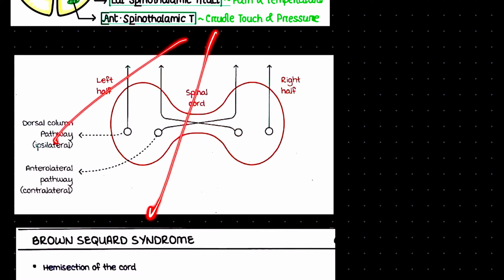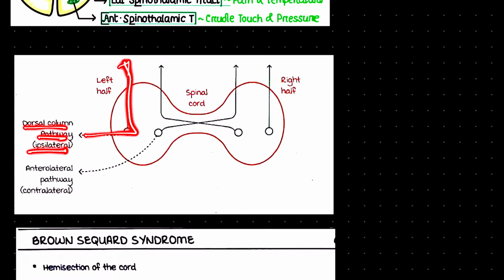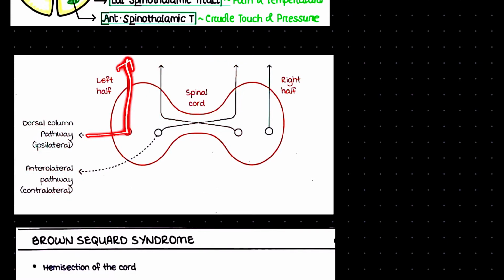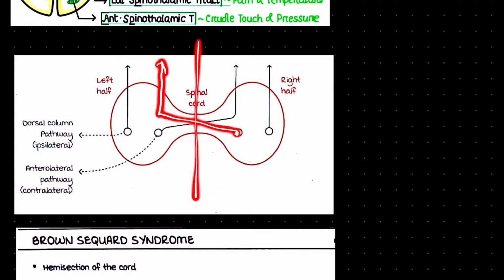That means damage to this region will cause loss of sensation carried by the dorsal column pathway on the same side, the anterolateral pathway from the opposite side, and the anterolateral pathway on the same side also. That means on the same side we have no sensation. Every sensation is lost: the sensation carried by the dorsal column pathway and the sensation carried by the anterolateral pathway, which is crossing on this side.